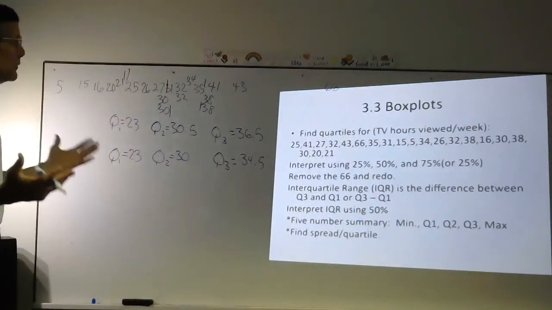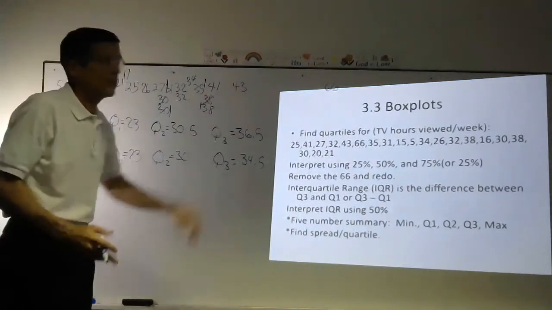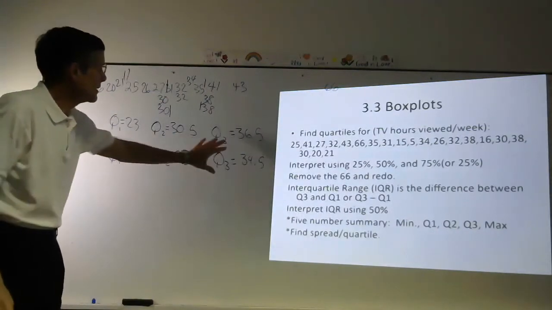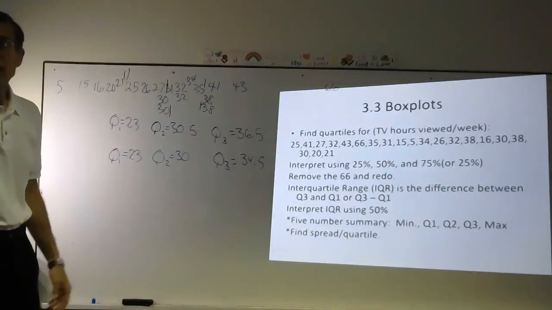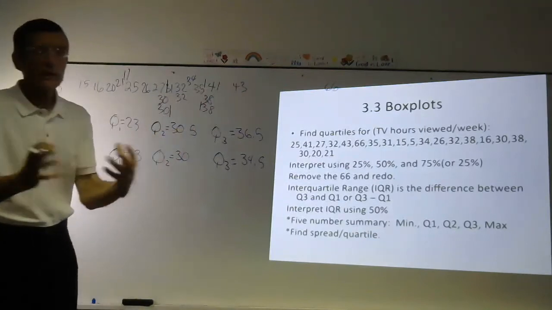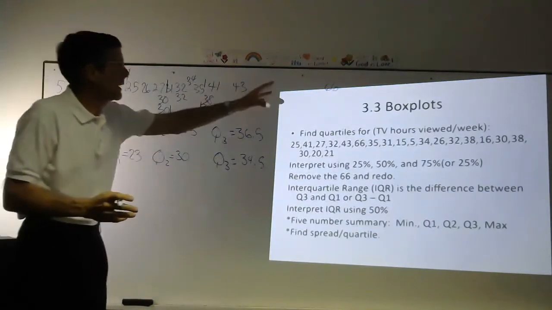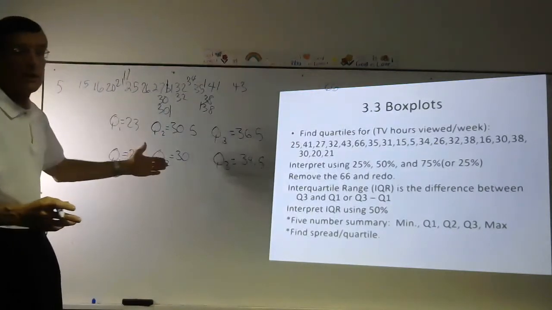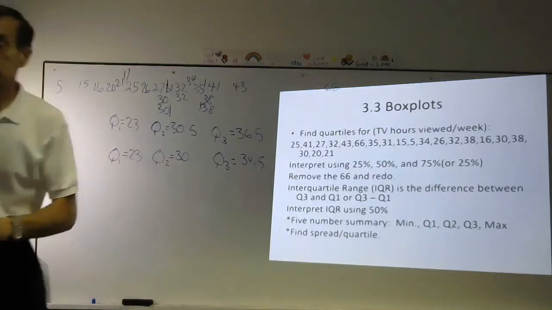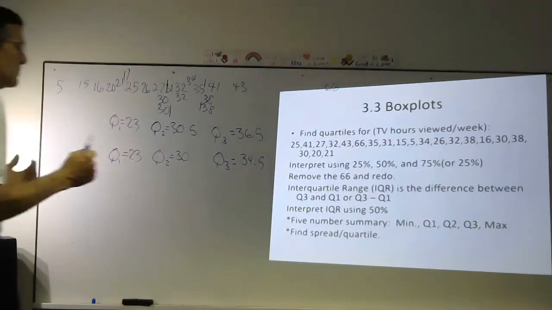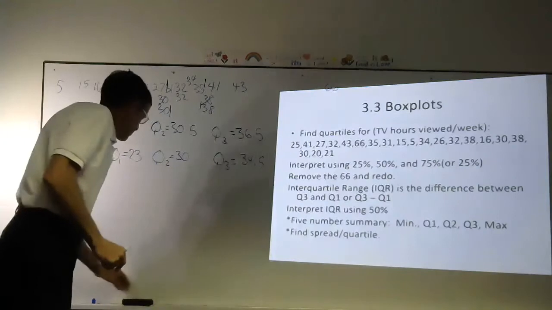Now, if you look at this, by throwing out the 66, hardly any change at all, right? The 66 would have really affected the mean. When you throw out the 66, the mean would have dropped significantly. But because we're doing medians, it does not drop. All right, so we're down to the interquartile range.